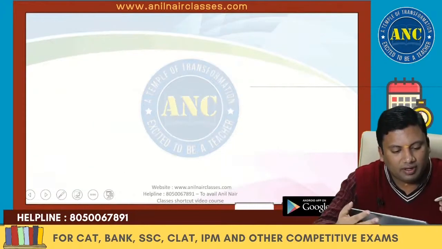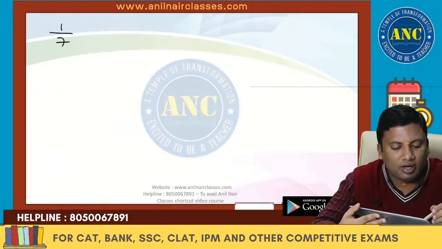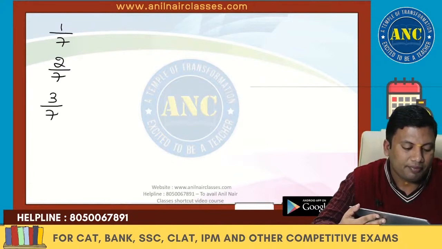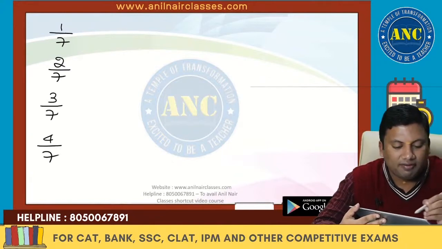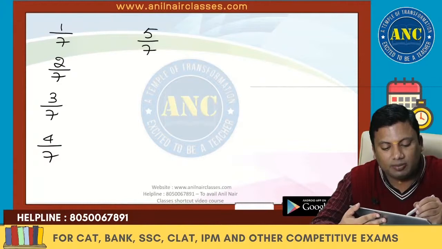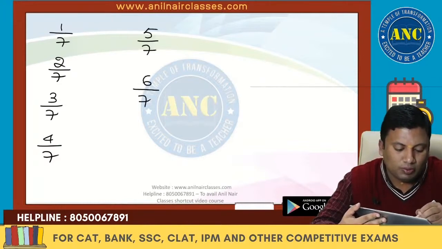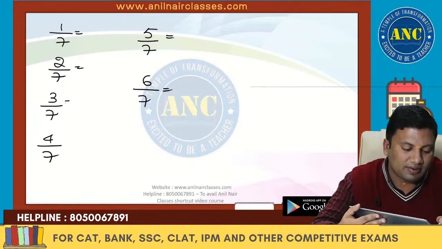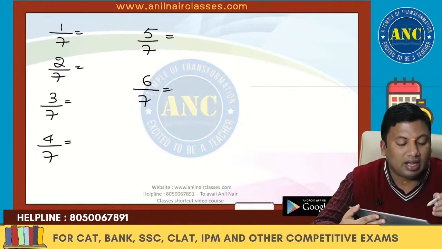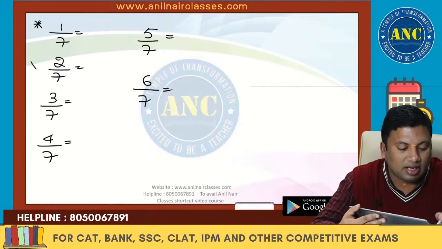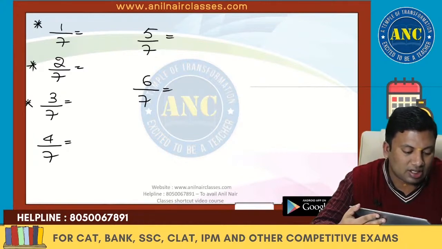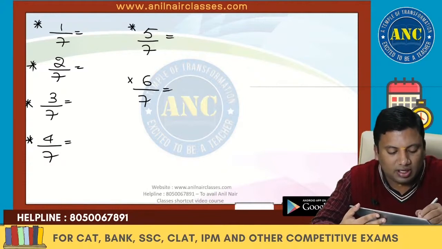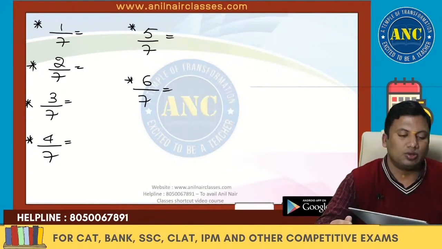Now, listen carefully. 1 by 7. 2 by 7. 3 by 7. 4 by 7. 5 by 7. And 6 by 7. All will give you recurring decimals. Recurring is nothing but repetition. I'll write down that point after this one. It's very, very easy to remember.